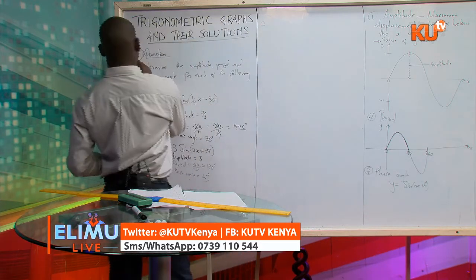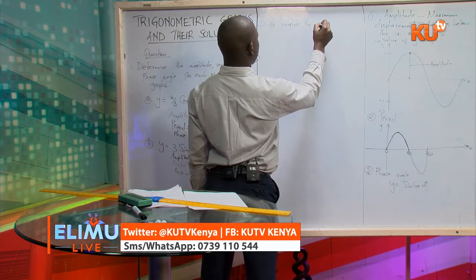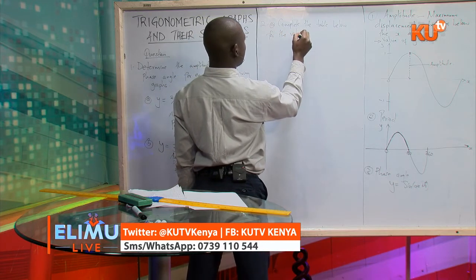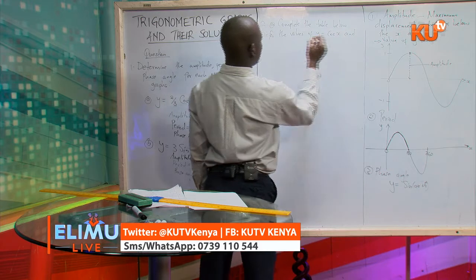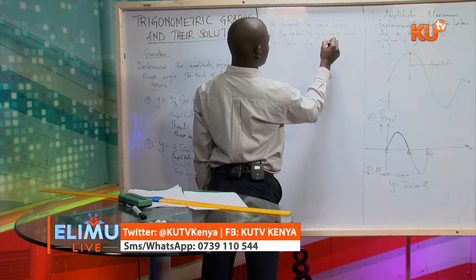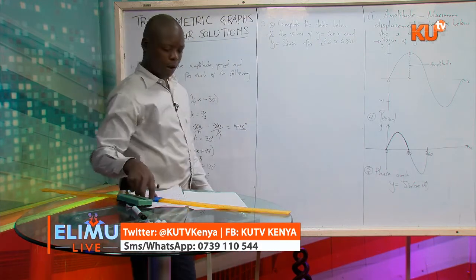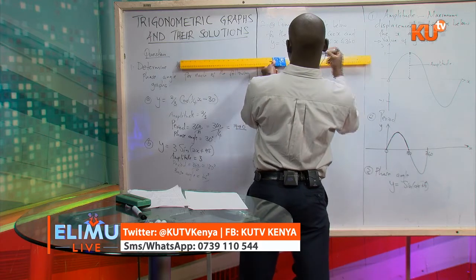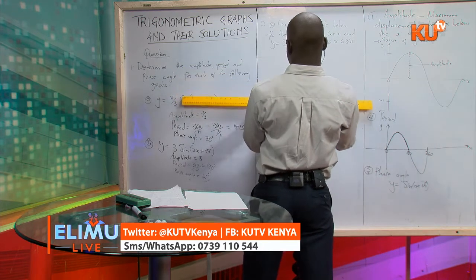Number 2, you're told, part A, complete the table below for the values of y is equals to cos x and y is equals to sine x for 0 degrees less than x less than 360. So we will have our table of values.